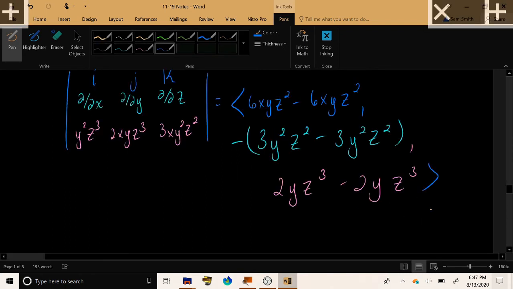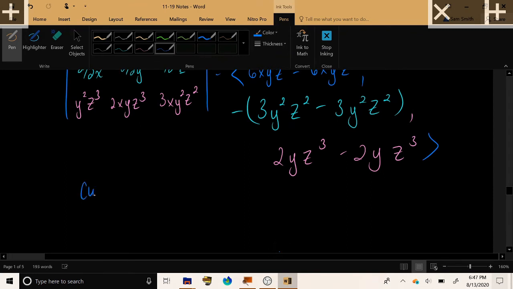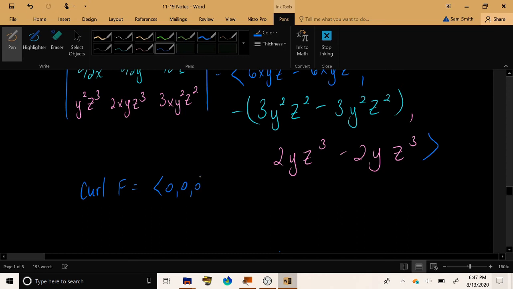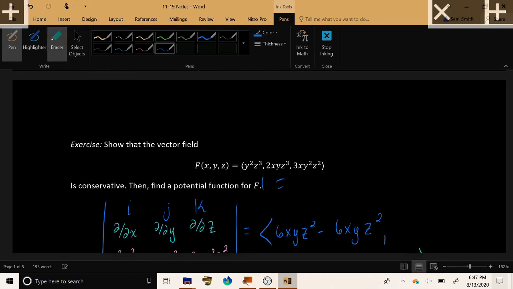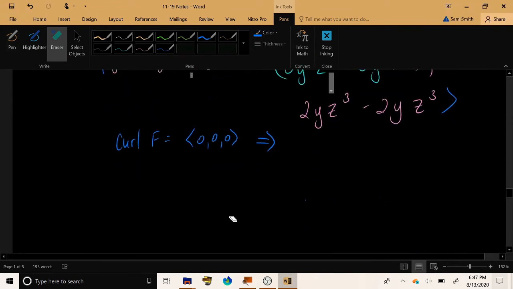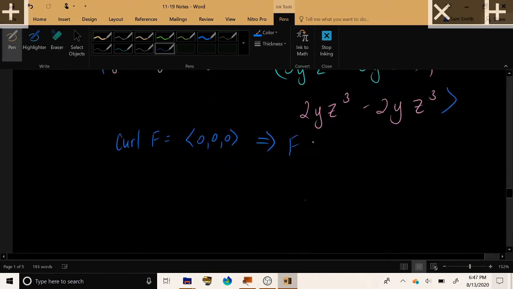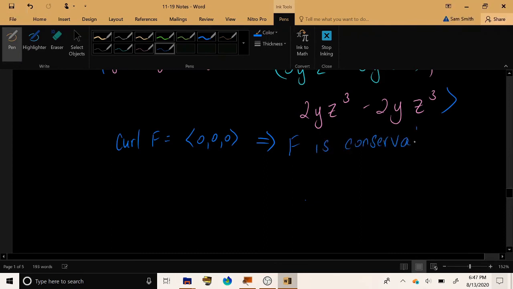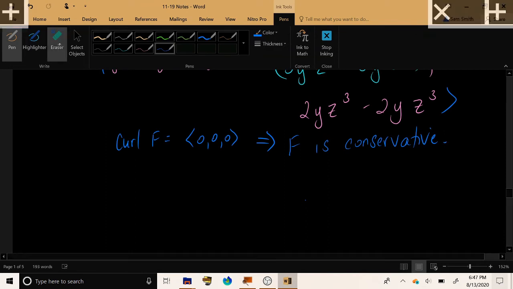So having calculated the curl, we found that it was the 0 vector, and therefore we can conclude that f, jumped again. I'm not sure why that happens. I still haven't managed to fix that. F is conservative, which means that our quest to find the potential function for f is not a doomed quest. A potential function is out there.